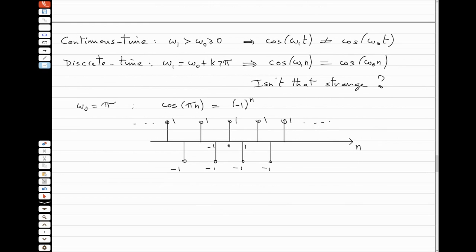All right, so now I have a question. You see this sequence. You see how it oscillates. Is it possible to make a sequence that oscillates faster than that?